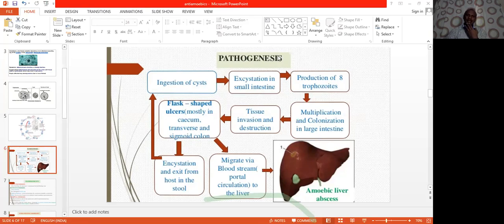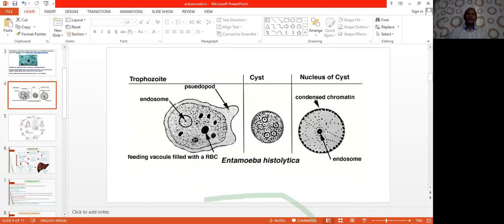The difference between cyst and trophozoite, as I already explained: the trophozoite is mononucleated, and here the cyst is quadrinucleated, and you can see the size also. The trophozoite is the invasive form only, and it cannot cause the infection. The cyst is the infective form, and the trophozoite is the invasive form. That is the main difference. So we can see the nuclei here.